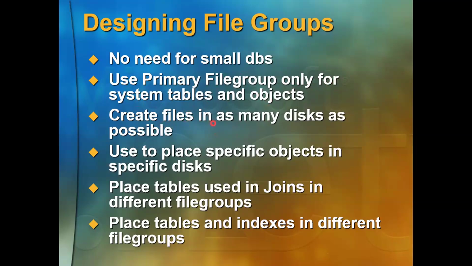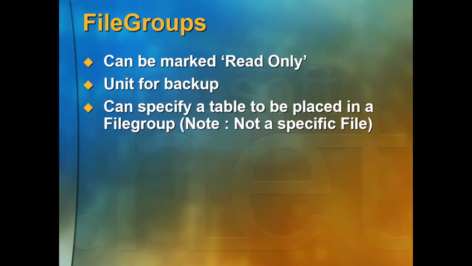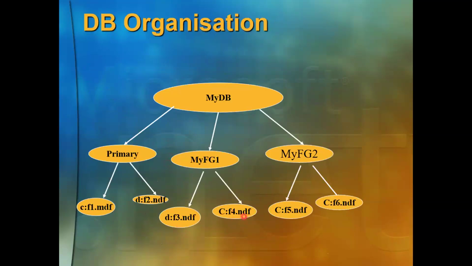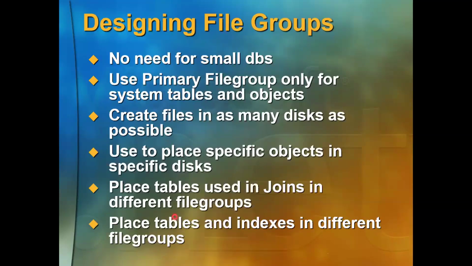Create files inside the file group in as many disks as you want so that the data is spread. Otherwise, what will happen if you create all the files in only one disk? If the disk gets full, you cannot enter further data. So we have to ensure that you have data in as many disks or drives as possible. Then you can use the file group to place a specific object in a specific disk.